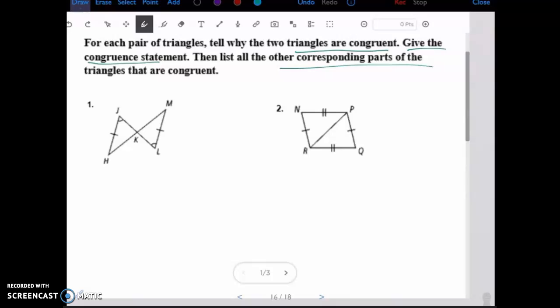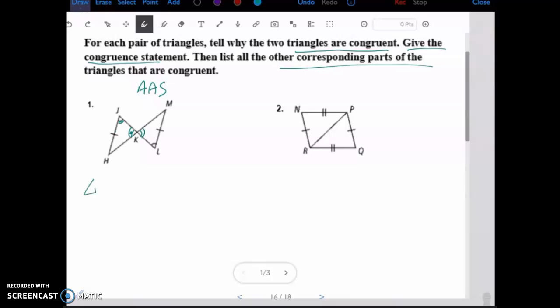So, I can get this congruent to this because of vertical. So these two triangles are going to be congruent by angle, angle, side. Angle, angle, side. And again, the side is excluded from the two angles.